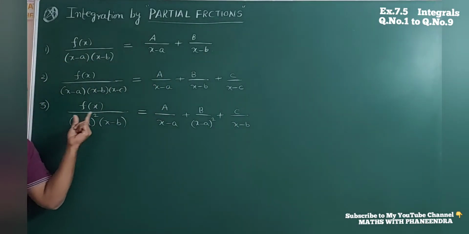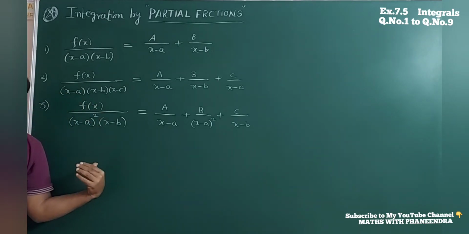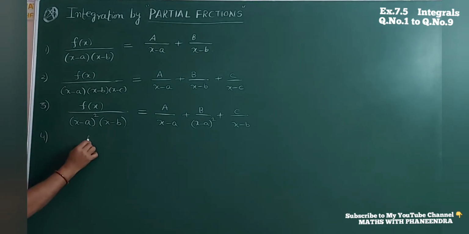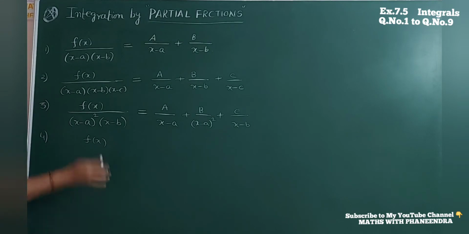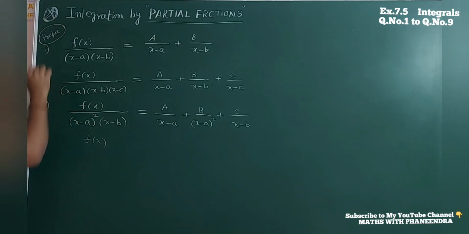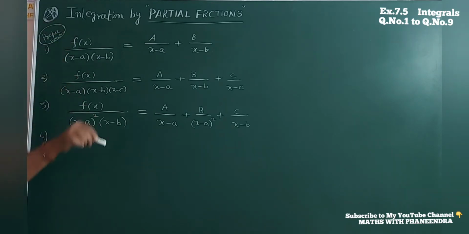Suppose x minus a whole cube is there. What we have to do? That also I will give one example. F of x, all are proper fractions only. All are proper fractions. I already explained that. What is a proper fraction? What is an improper fraction? Yes, students.